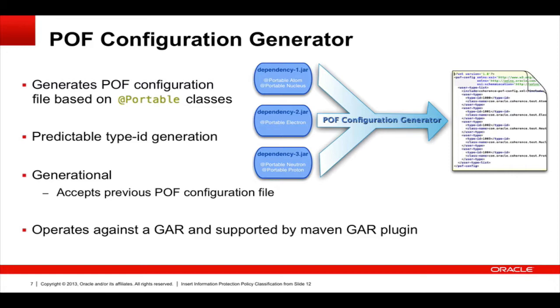The one piece of information we don't have during the generation process is a type ID. So the annotation itself doesn't mandate a type ID, and so we must allocate type IDs as we discover types. Now this allocation is predictable based on the same number of class files that are discovered during a generation.